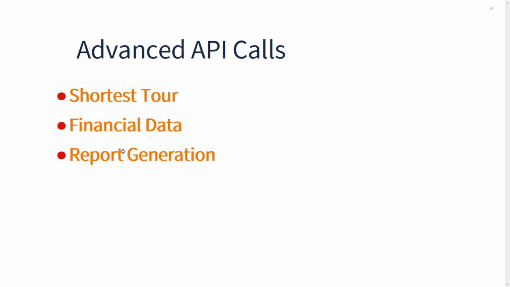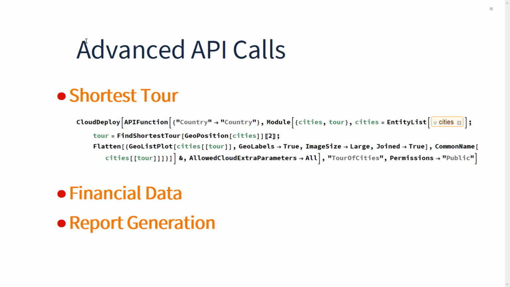So let me show you some more advanced API calls. This is where you can start to make applications and things get a bit more interesting. First thing I want to show you is shortest tour. The shortest tour function is really simple. We have a function called find shortest tour, and it can take a list of entities, a list of geopositions or something like that, and it will give you a tour. You can even use it for a lot of just basic generic graphs. It didn't even rely on geopositions to work.